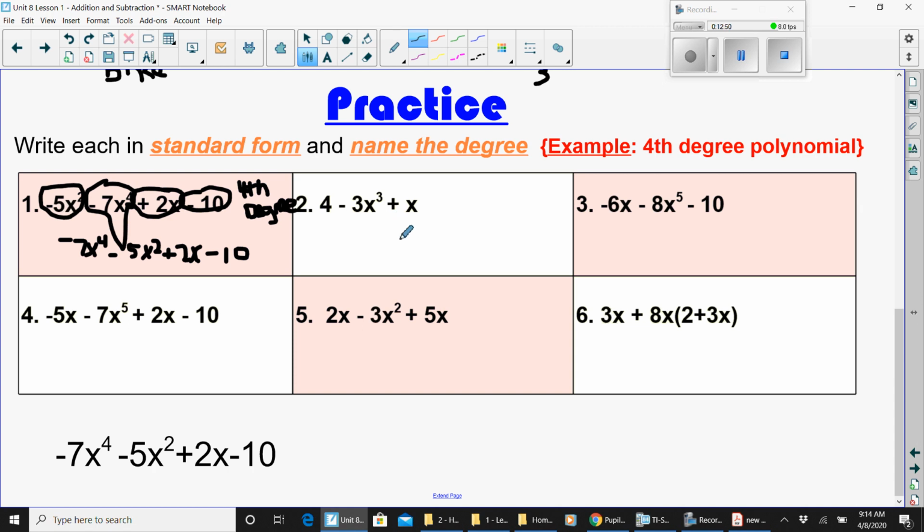Number 2 is 4 minus 3x to the third plus x. Looking at the greatest degree of a monomial, that is this, so this is a third degree polynomial. And then I have to go ahead and write it in standard form. See if you can do that before I do.